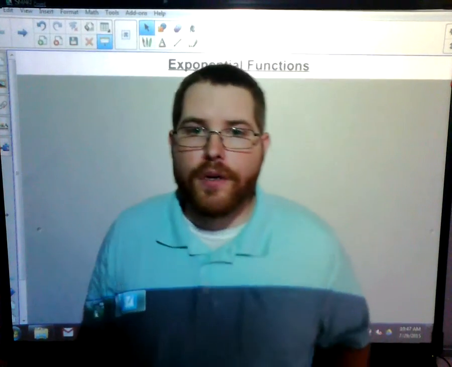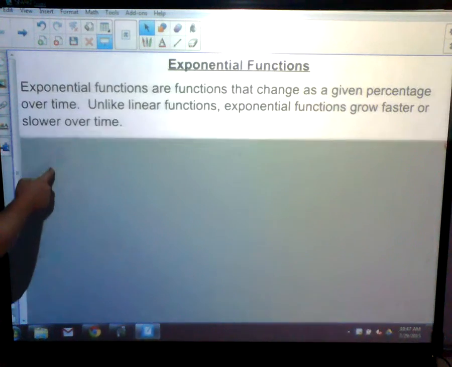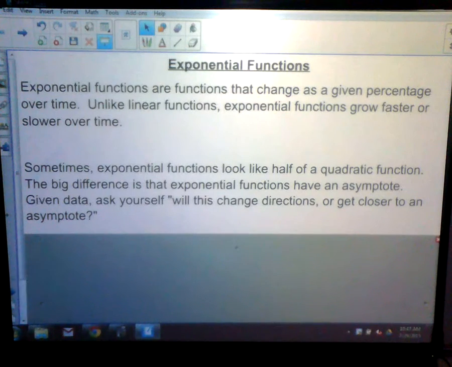Hey everyone, today we're going to talk about exponential functions. Exponential functions are functions that change as a given percentage over time. Unlike linear functions, exponential functions grow faster or slower over time. Sometimes an exponential function looks like half a quadratic. The big difference is that an exponential function has an asymptote.